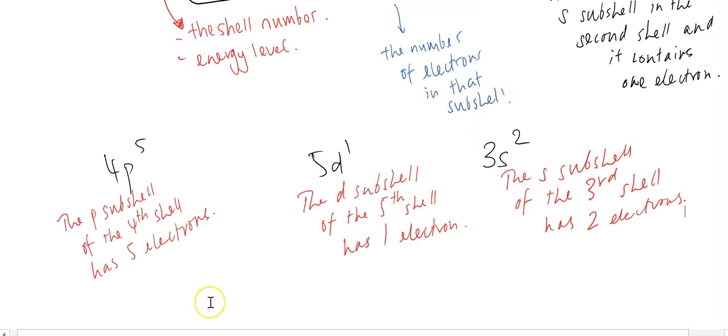Okay. All right, so I've written for these 3 different building blocks of the electron subshell configuration the following. For 4p5, the p subshell of the fourth shell that has 5 electrons. For 5d1, the d subshell of the fifth shell has 1 electron. And for 3s2, the s subshell of the third shell has 2 electrons.